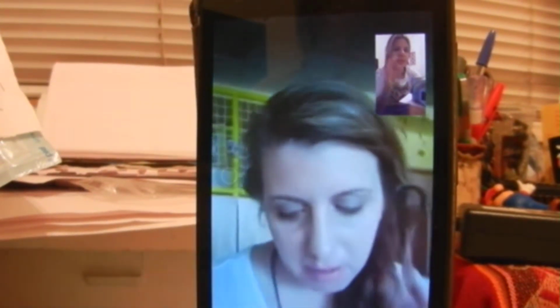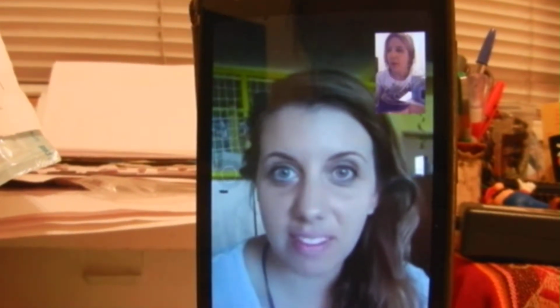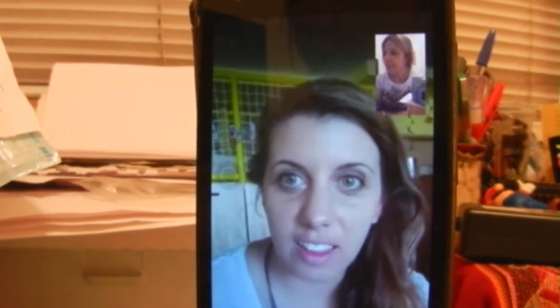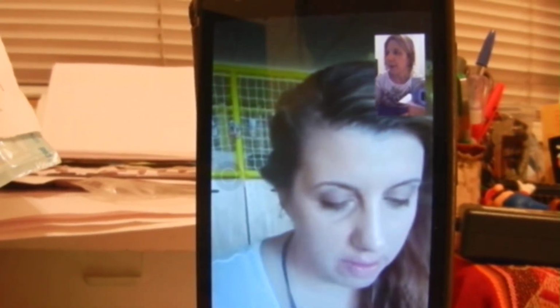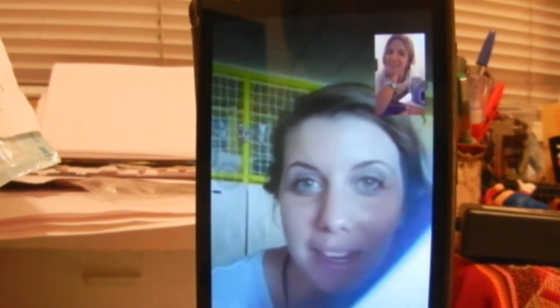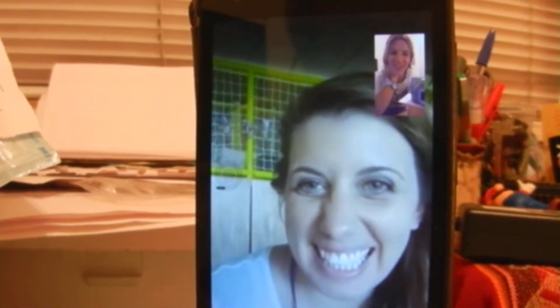Okay. So, here we go. You got my file with the rubric for my clinical, right? Yep, got it printed right here.